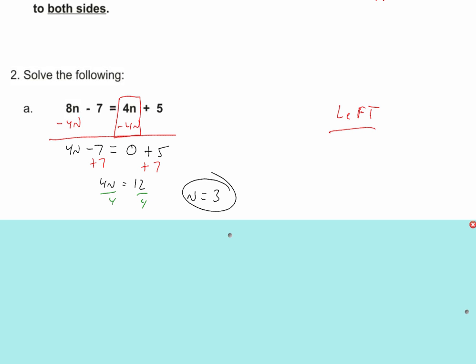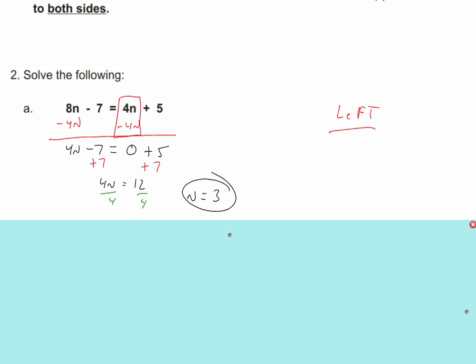And remember, you can always go back and check your answer when you're doing a quiz or test. You can go back and put 3 in for n on the left, put 3 in for n on the right, and see if the left side equals the right side. The left will be 24 minus 7. That's 17. The right will be 12 plus 5. That's 17. 17 equals 17. Voila! We did it.